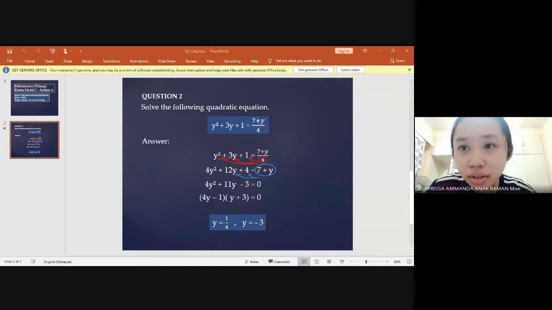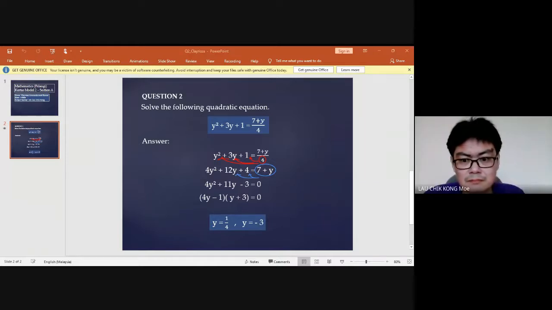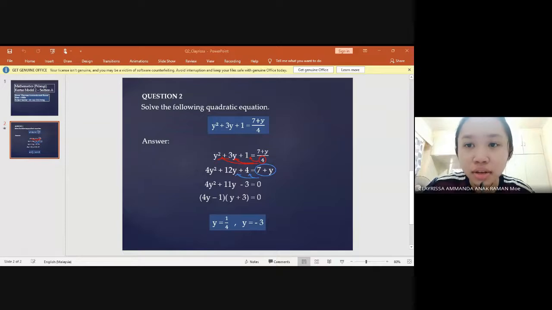First copy the equation and then move the number 4 to the left hand side to multiply each of the terms. So it becomes 4y squared plus 12y plus 4 equals 7 plus y. Next, move 7 plus y to the left hand side and it becomes the general equation. It becomes 4y squared plus 11y minus 3. Use calculator mod 5 3 to find the value of y. So y is equal to 1 over 4 and y is equal to negative 3. That's all.